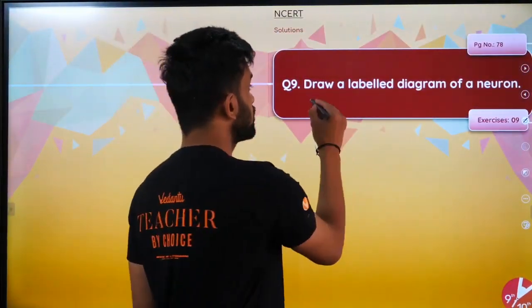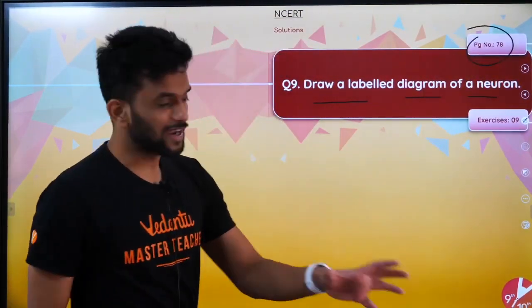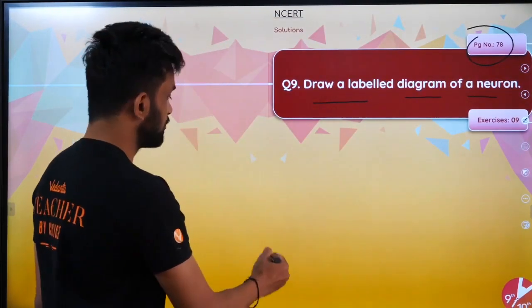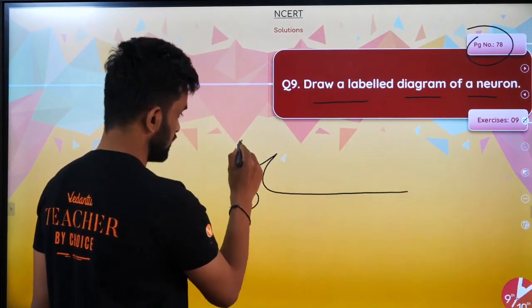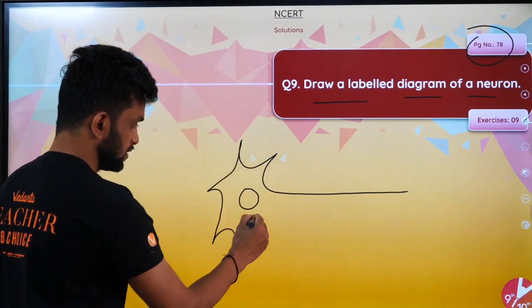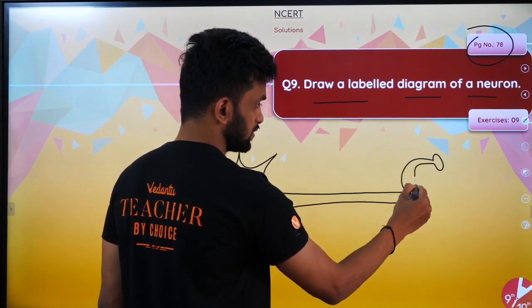Very good. So let us see. Draw a labeled diagram of a neuron. A very easy question. I love this question. So how will you draw? People find it very difficult, but I would say draw like this.